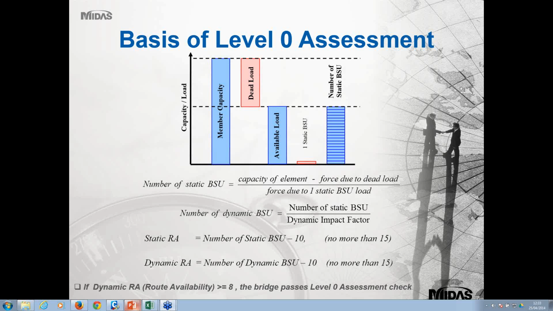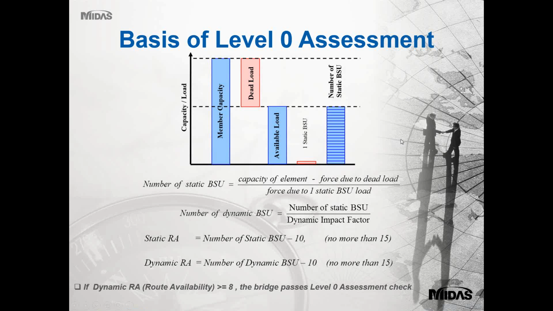For the rating RA, if it is more than 15, we just keep the rating as 15. That's the maximum rating in the assessment code. And if the rating of the bridge is less than 8, then the bridge fails the assessment. Greater than 8, it passes the level 0 assessment check. So level 0 assessment is simple linear static analysis. We calculate the capacities and we follow this graph shown here to calculate the number of BSUs.